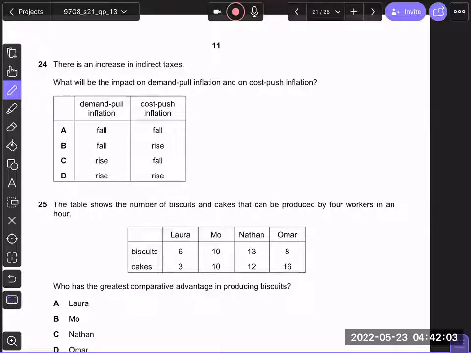See, cost push inflation will increase because your costs will increase. Aggregate supply will shift back if there is an imposition of indirect taxes throughout. But why will the demand pull inflation fall? Because your taxation is increasing, the real income will fall, and when the real income falls, consumption in your economy will go down. So the demand pull inflation will fall. However, the cost push inflation will increase in your economy.